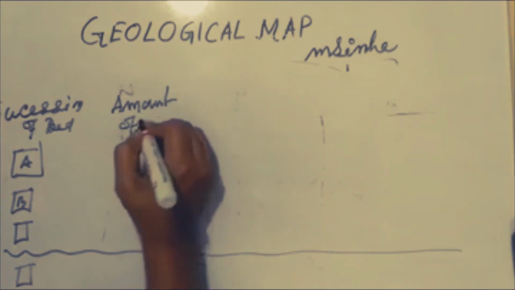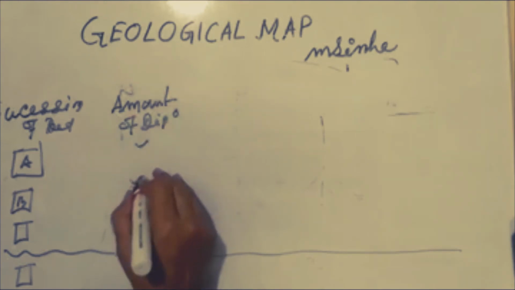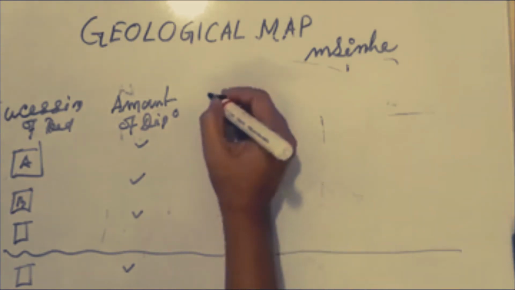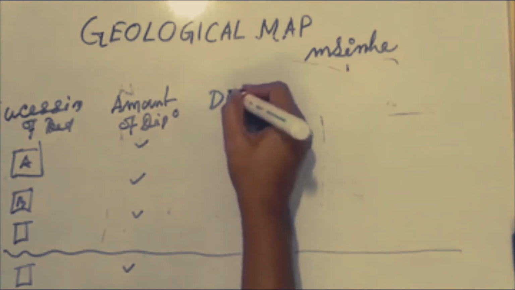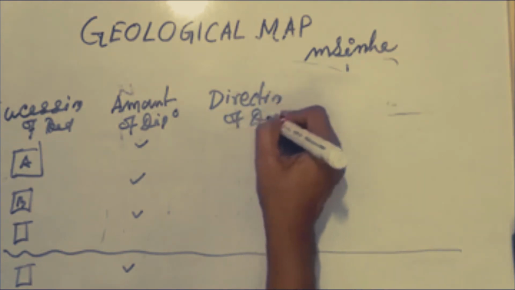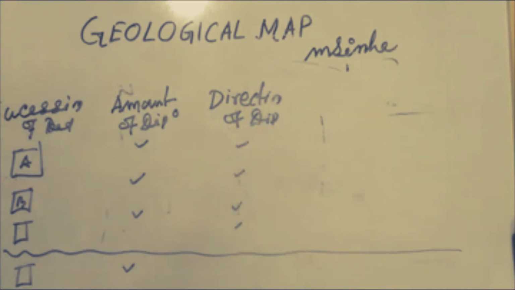Amount of the dip in degrees. Through the section line, when you are plotting the geological map, you can easily identify and measure the amount of dip. Now come to the direction of the dip. You can easily identify the direction of dip.